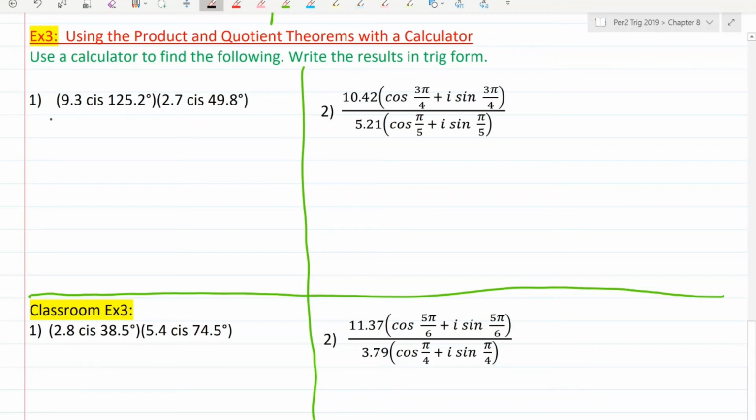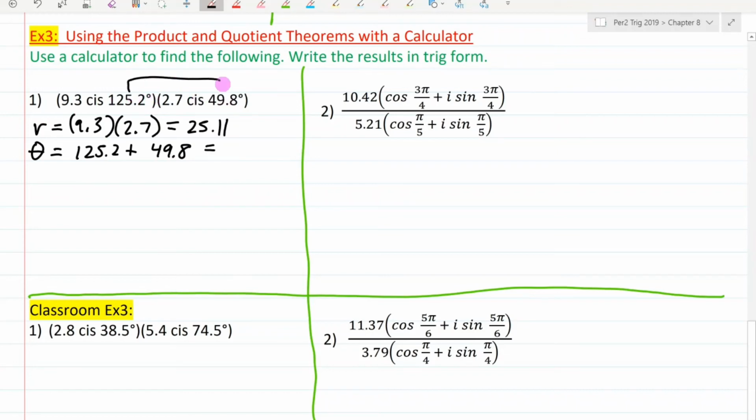So for number 1, r is going to be 9.3 times 2.7. And don't round it if it doesn't need to be rounded. If there's only a couple numbers, just leave it. And theta is 125.2 plus 49.8. Again, we're adding the angles because it's multiplication.